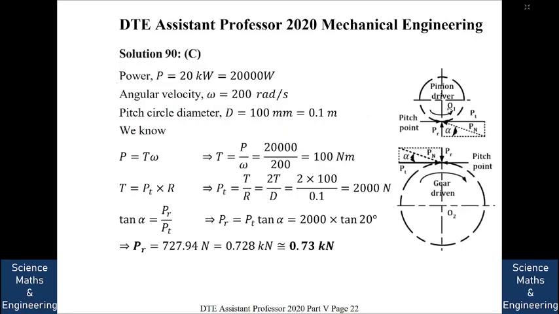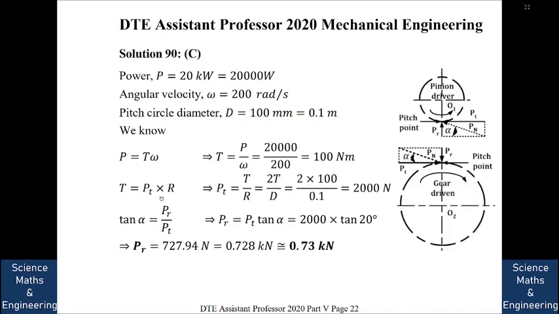So this is how it works. So these are the forces that are there, and this is the angle. Our power P is 20 kilowatt, so it is 20,000 watt. Angular velocity is 200 radian per second, and pitch circle diameter is 0.1 meter. Now we know power P is equal to T omega, so T is equal to P by omega, so it is 200 Newton meter.